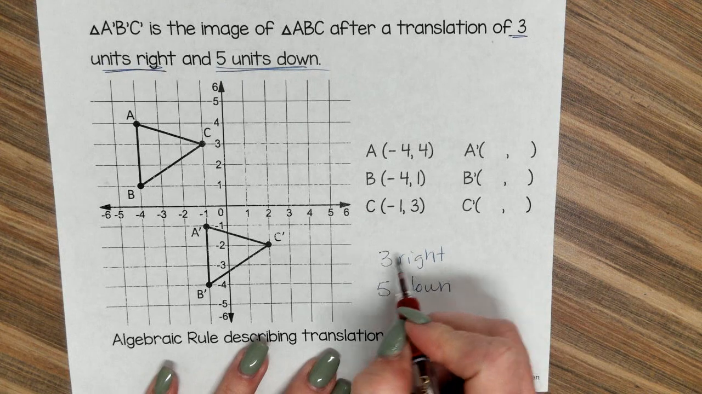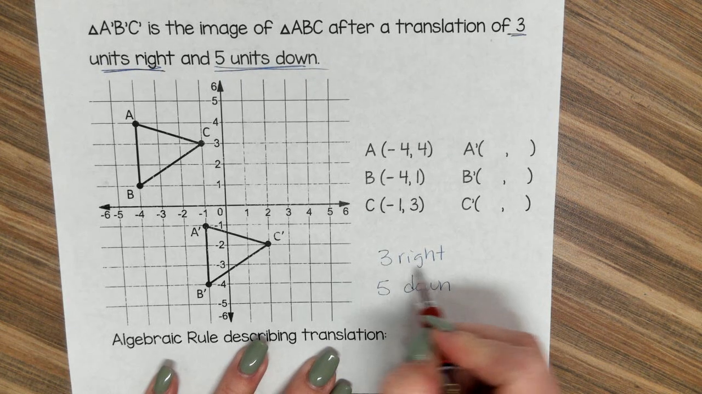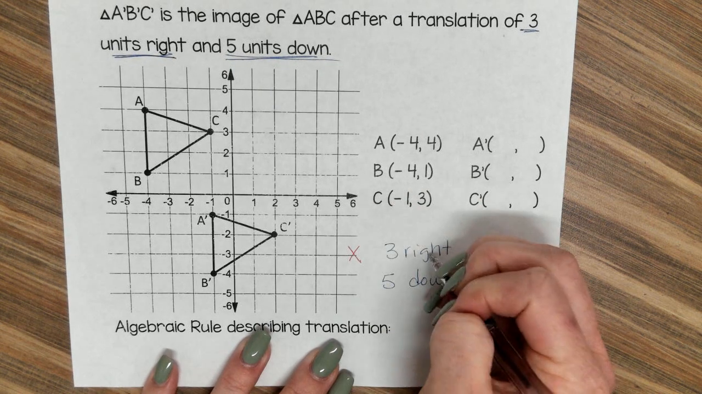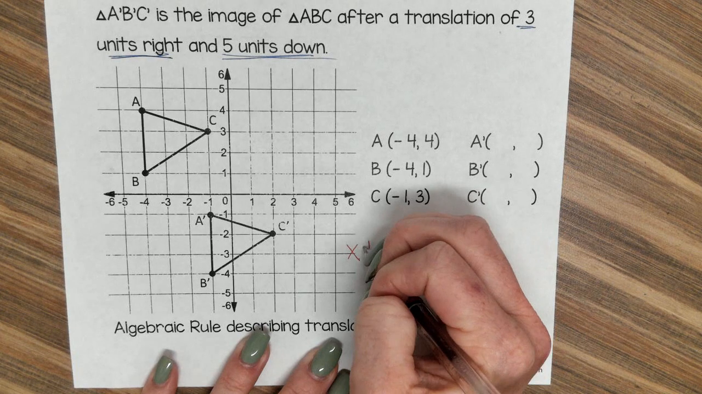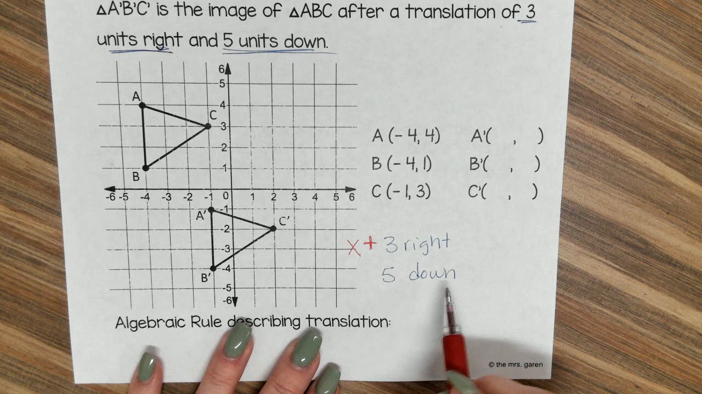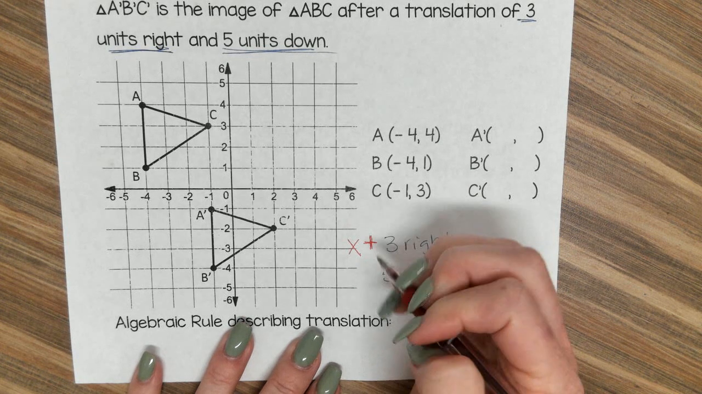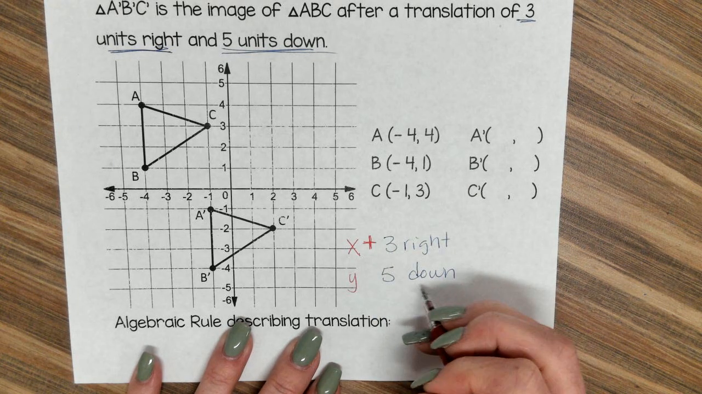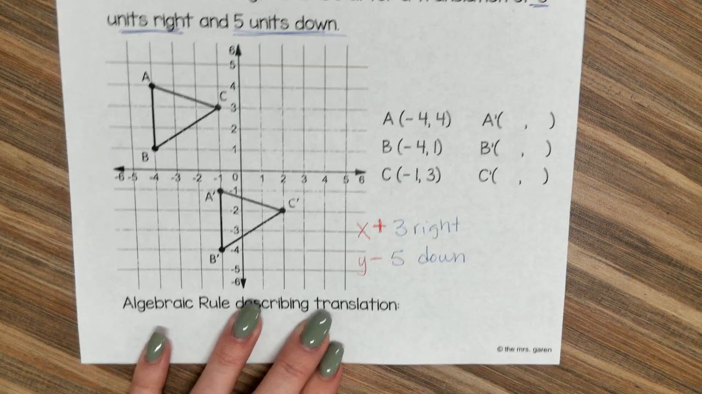All right, which axis moves from left to right? Is right positive or negative? Positive, so write a plus sign. Which axis moves up and down? The y. And is down positive or negative? All right, so go write your rule.